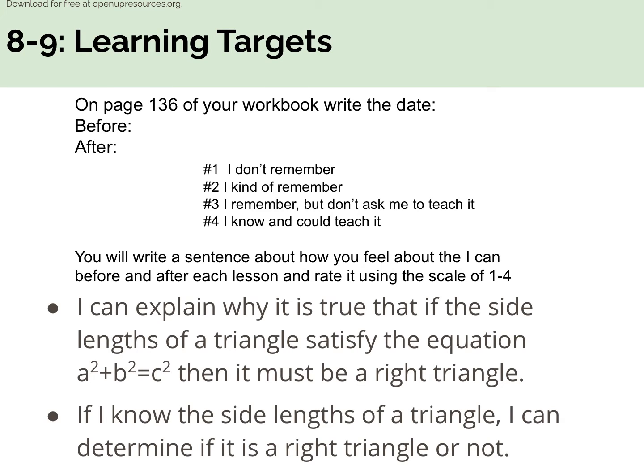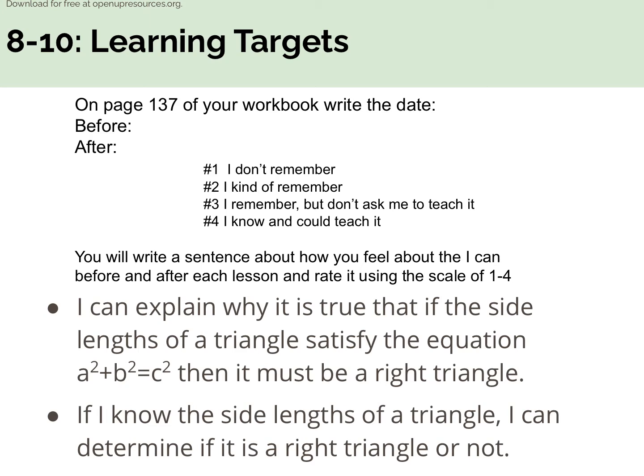We're going to look at lesson 9, I can statements. I can explain why it is true that if the side lengths of a triangle satisfy the equation a squared plus b squared equals c squared, then it must be a right triangle. And if I know the side lengths of a triangle, I can determine if it's a right triangle or not. We are also going to look at lesson 10, and that is on page 137, so you have to turn your page.